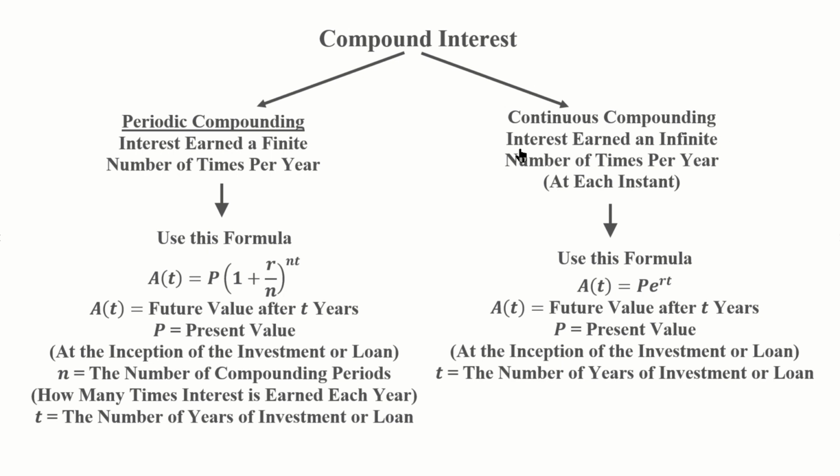So for continuous compounding, it's a much simpler interest. That's when interest is earned an infinite number of times, basically at each instant. So we use this formula. A of t equals P e to the rt. And A of t is the future value after t years. P is the present value, again, the value at the inception of the investment or loan. And t is the number of years of investment or loan.